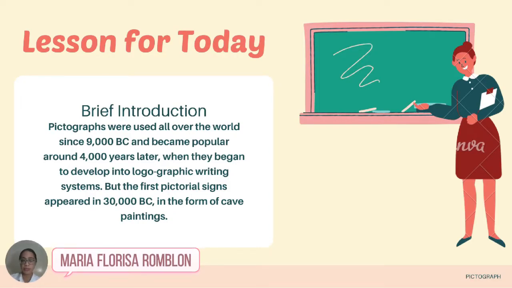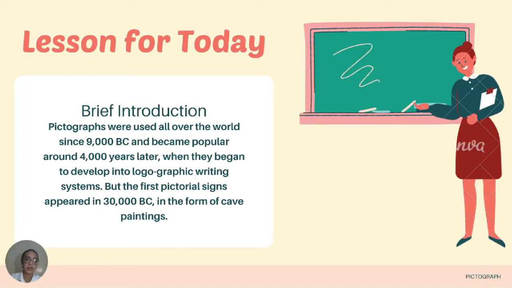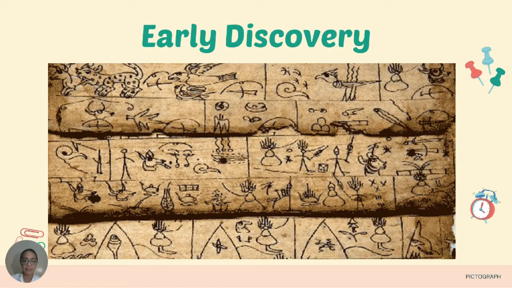So we have here the brief introduction of pictographs. They were used all over the world since the 9000 BC and became popular around 4000 years later when they began to develop into logographic writing systems. But the first pictorial signs appeared in 30,000 BC in the form of cave paintings. So we have here an example, an early discovery of pictographs and how it came to be.